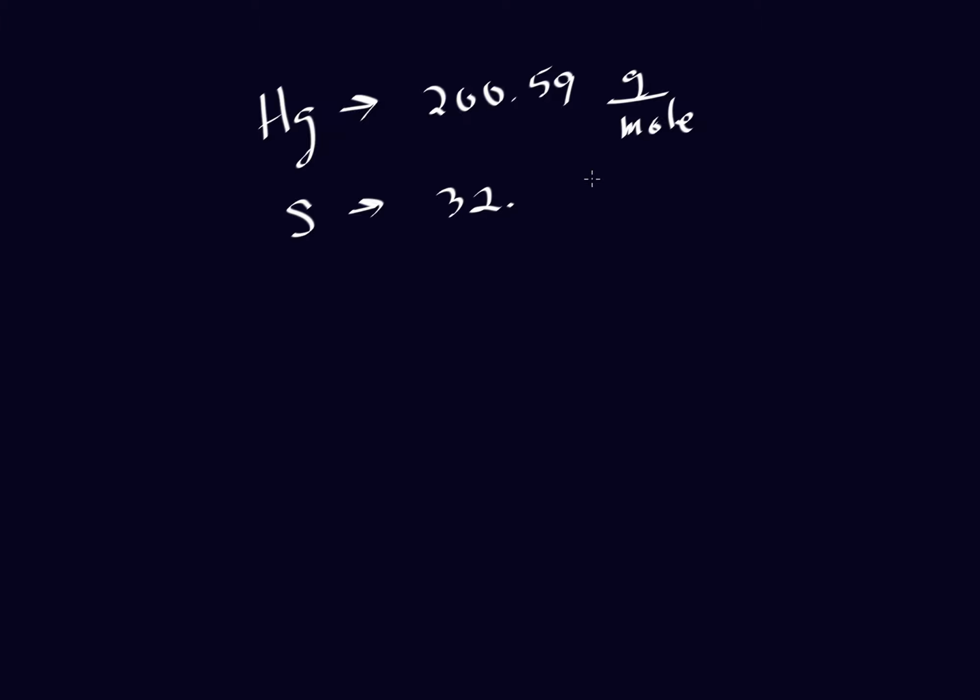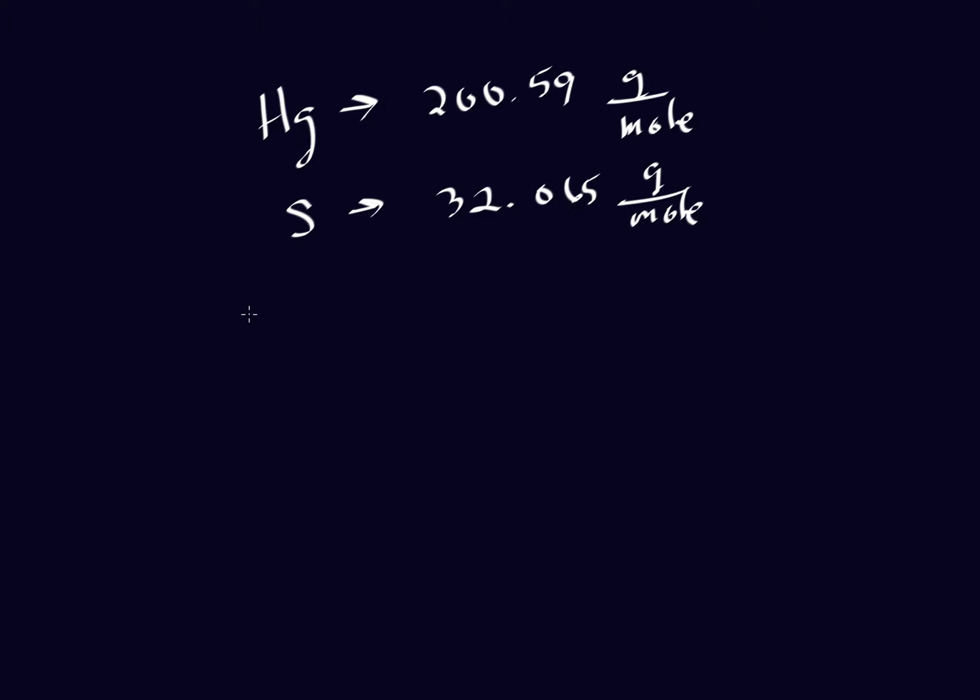We will start with the atomic weight of mercury. So mercury is a very heavy atom, very heavy element. It has an atomic weight of 200.59 grams per mole. Sulfur is a much lighter element. It has just a mere 32.065 grams per mole. Very light compared to mercury.